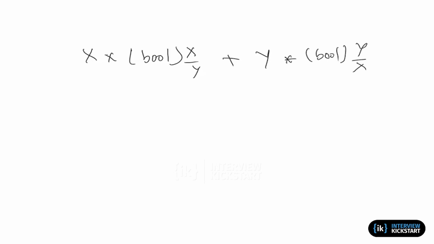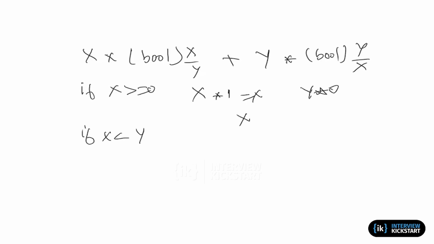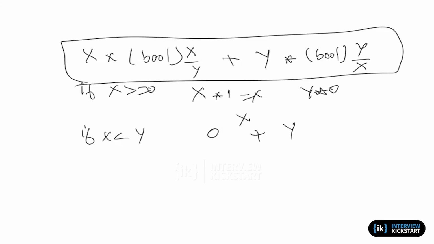If you take that, what would you get? Depending on if x is greater than or equal to 0, you will get x times 1, which is x, and y times 0. So you will get x. This addition will give you x. If x is less than y, then you will get 0 on the first term and y on the second term. So yeah, this is another.